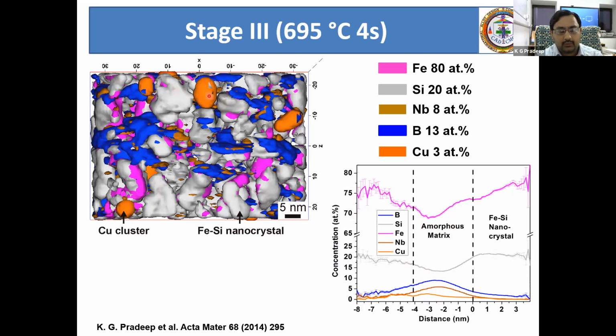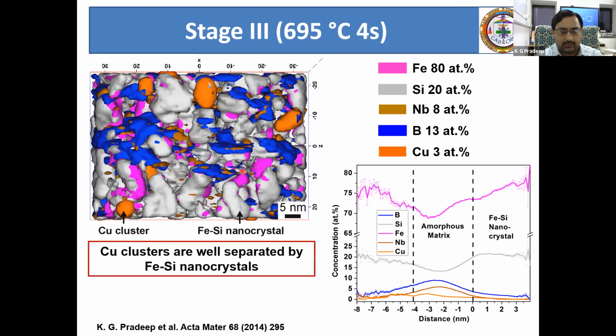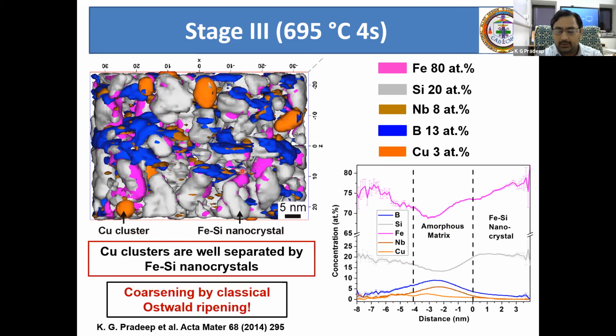So now the cluster of copper cannot diffuse in a matrix which is already crystalline. So the only way it keeps on growing is by dissolving in the matrix and diffusing individual atoms of copper and then agglomerating in a bigger copper cluster. So this is a typical Ostwald ripening that has been known for ages. So you can now distinguish the mechanisms playing in this material at different temperatures.